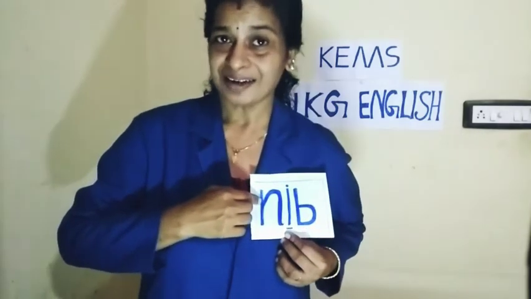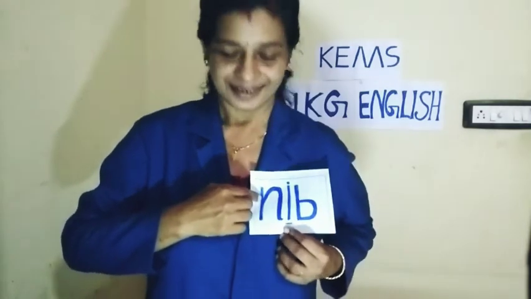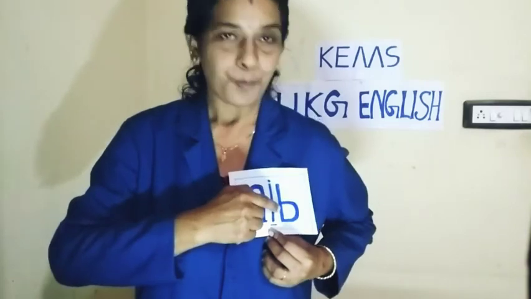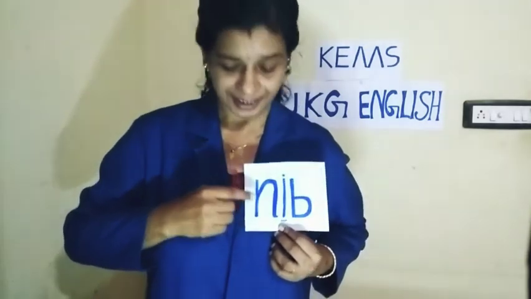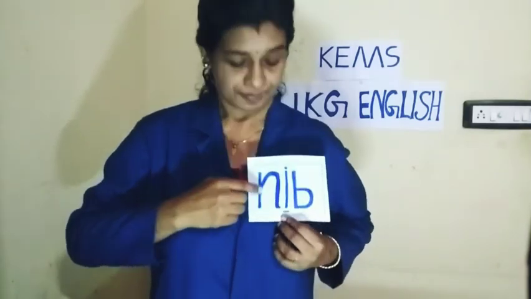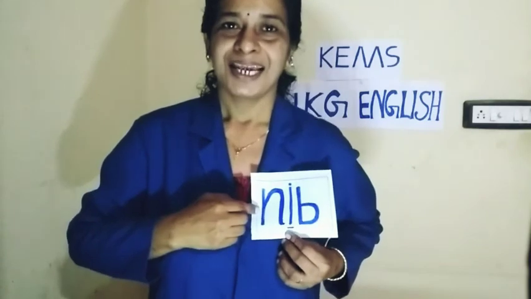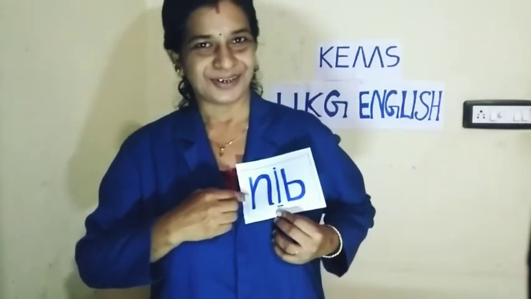Then last word, look here. Beginning letter N. Sound N. N, I, B. Nib. Once again, N, I, B. Nib. Okay. Very good.